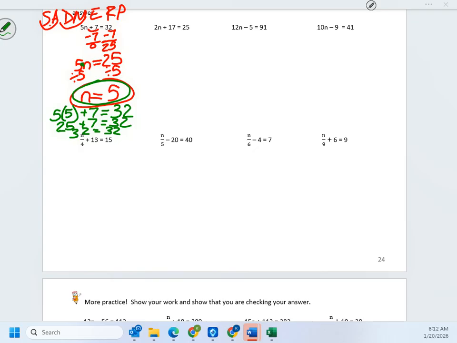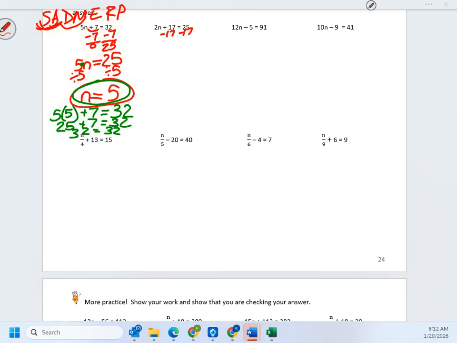Let's work on the next one together. 2n plus 17 equals 25. What's my first step going to be? Remember, following opposite operations. What should I do? 2n plus 17 equals 25. What do you think, Jack? Since there's a plus sign there, we should use subtraction and subtract 17 from both sides.